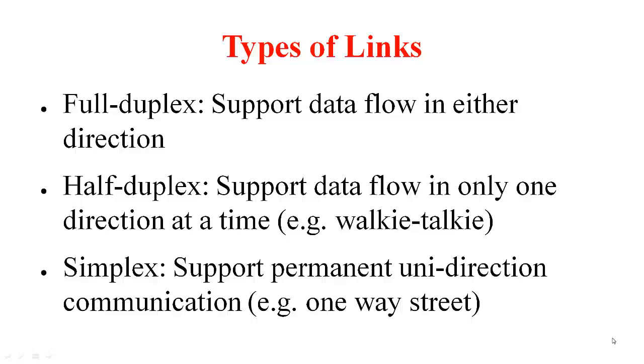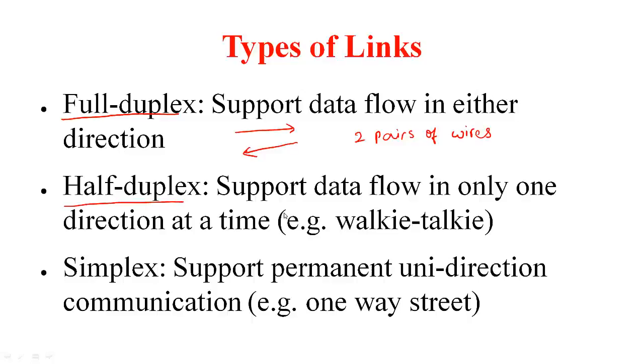So links are also classified based on how they support data flows. For example, full duplex links support data flow in either direction. This they achieve mainly through using two pairs of wires, one for each direction. Half duplex links support data flow in only one direction at a time.